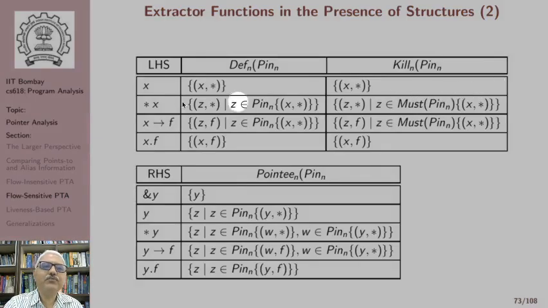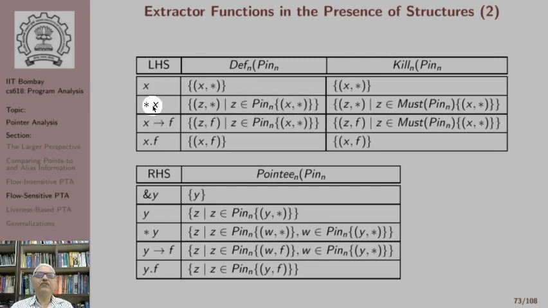If the LHS happens to be x, star x, x arrow f or x dot f, and RHS happens to be one of these, it is assumed that we have the right combination as far as the types are considered. Okay, so if x is LHS, then what is defined is x dot star, what is killed is x dot star. If LHS is star of x, then what is defined is z dot star, assuming x is a pointer, x cannot be a structure variable because it is star x. So we say z dot star for z, which is a pointee of x.